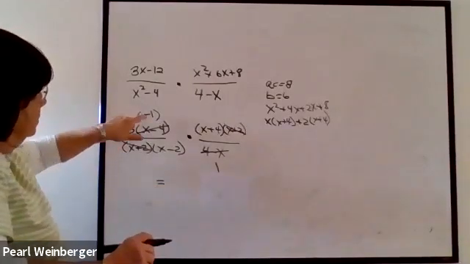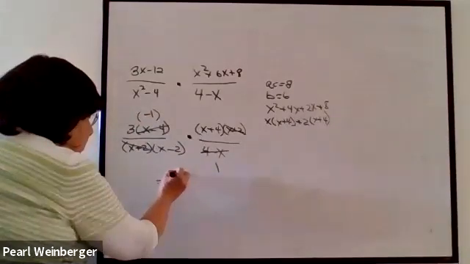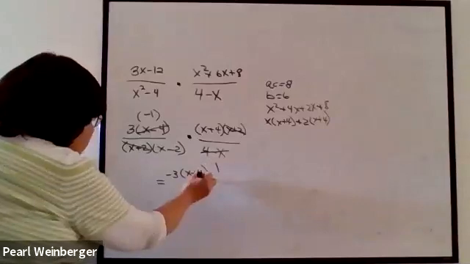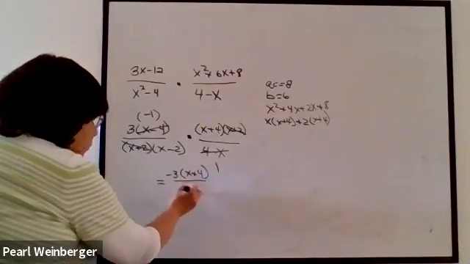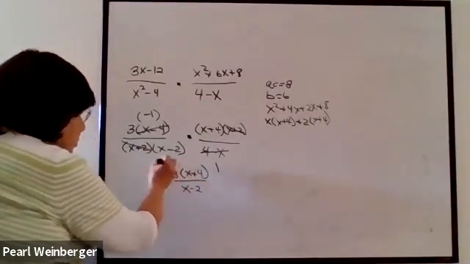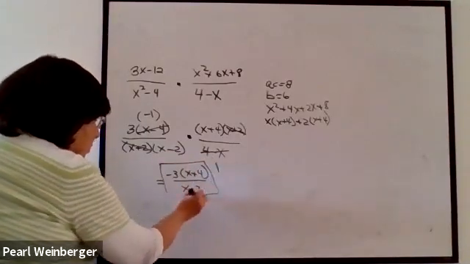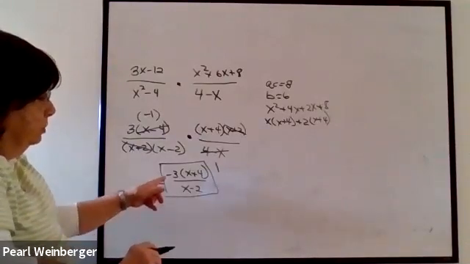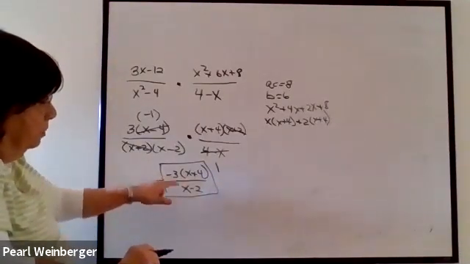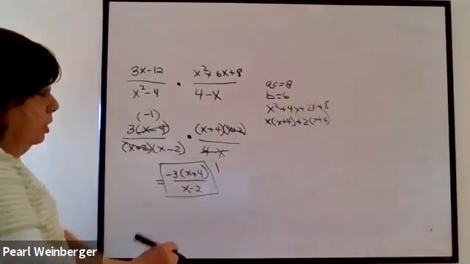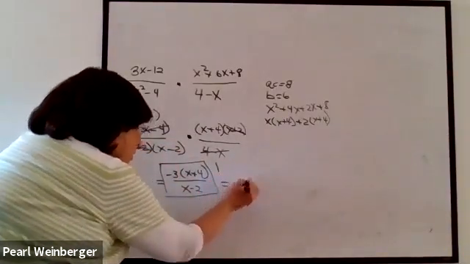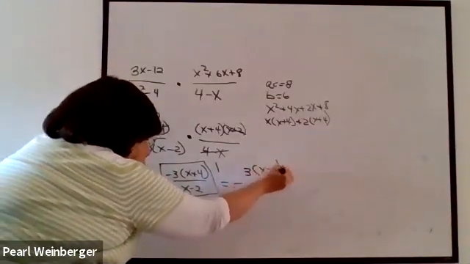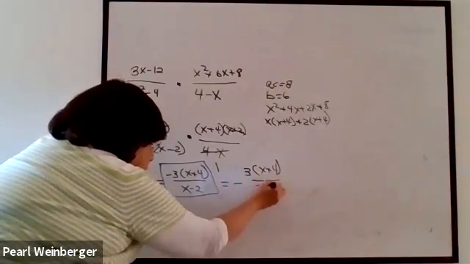First of all, 3 times negative 1 is negative 3. So I get negative 3 times x plus 4, and you can leave it in parentheses over x minus 2. That would be one way of writing your answer. Another way is, when you have a negative that's multiplying the whole fraction, you could just put it in the front and do negative, and then just do the 3 times the x plus 4 over x minus 2 like that.